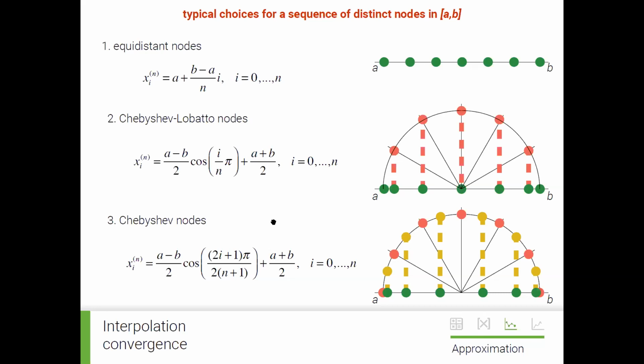So we have 3 kinds of choices. We can choose equidistant nodes, or Chebyshev-Lobatto nodes, or Chebyshev nodes. It depends on your problem and on your algorithm. Okay, is it clear? Now let's continue.